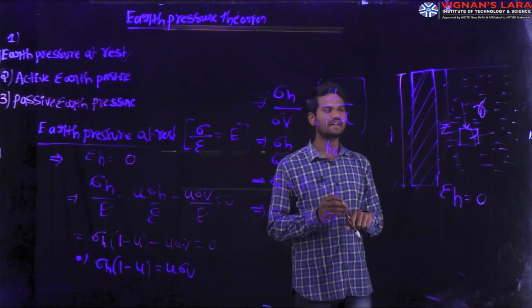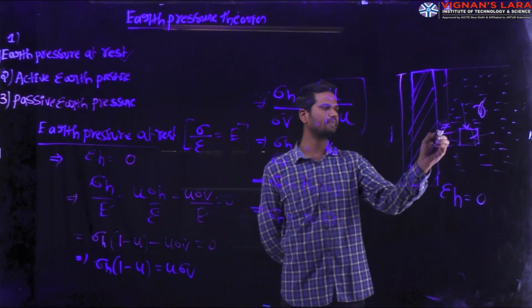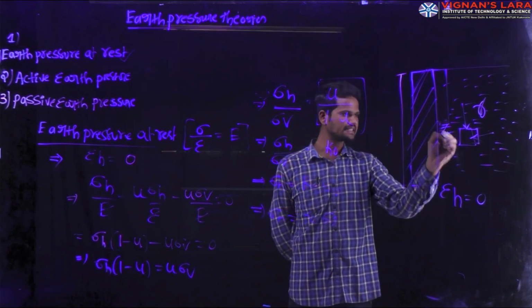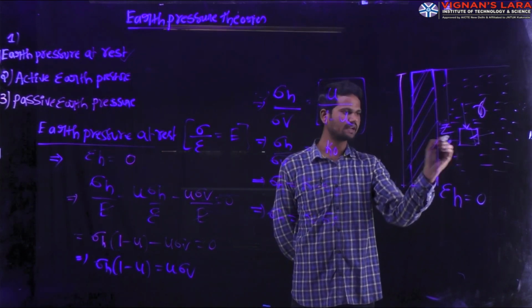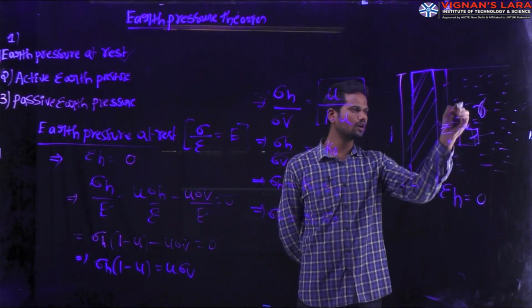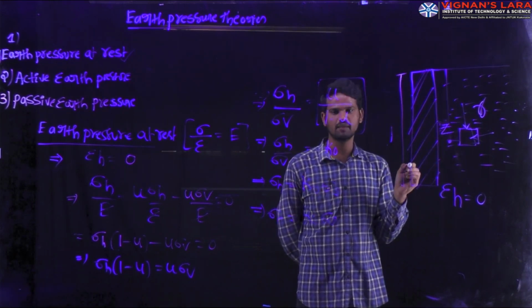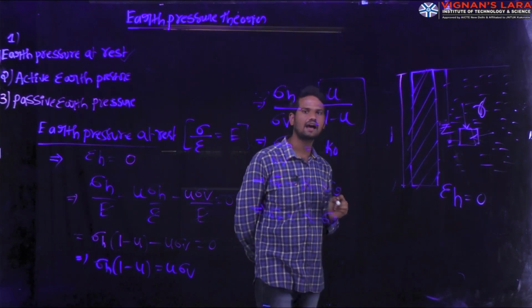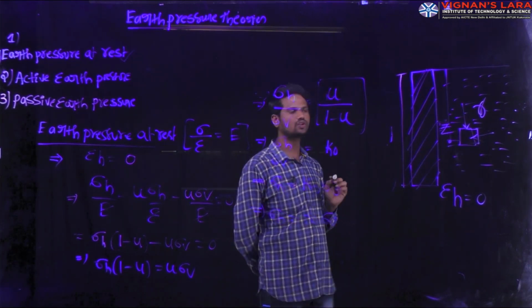Okay, if you consider this soil element at a particular depth Z, at this particular position, how much vertical pressure is acting on the soil element, as well as how much horizontal pressure is acting on the soil element, that I am interested to calculate.